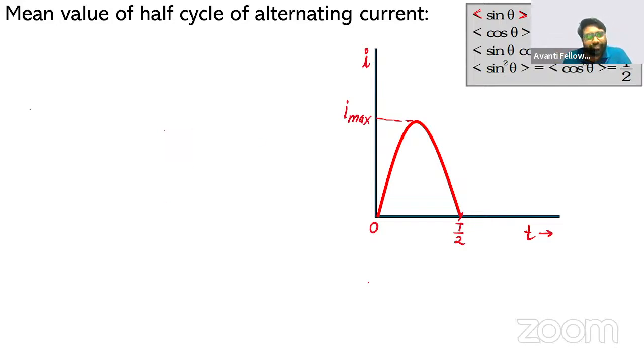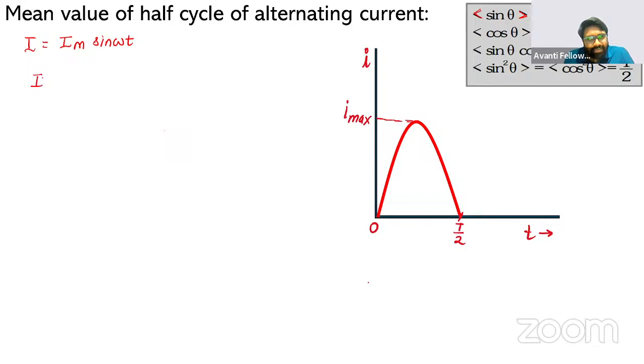Okay? Now, let's get started with the mean value for a half cycle of alternating current. So we know that I equals Im sine omega t, starting from 0. This is the equation of alternating current, which we have seen in the previous slides. So we want to know the value for a half cycle.